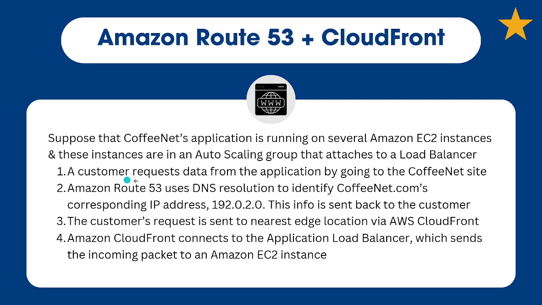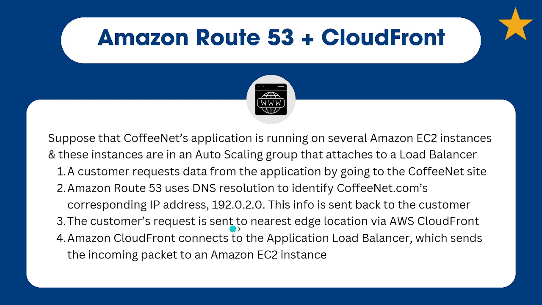So number one, a customer requests data from the CoffeeNet site. It could be the home page, could be a video, could be all sorts of different types of information. And then next, Amazon Route 53 will resolve the DNS, right? It says, oh, coffeenet.com. I actually need the real IP address, right? Coffeenet.com doesn't mean anything to me. I need this IP address to get them to the right place. So this info is sent back to the customer, the IP address.